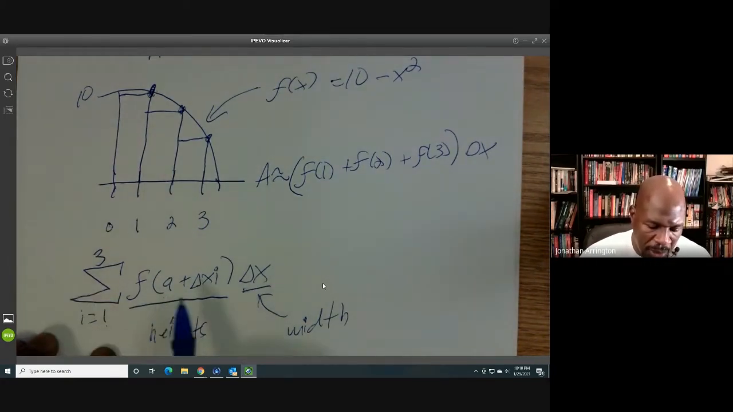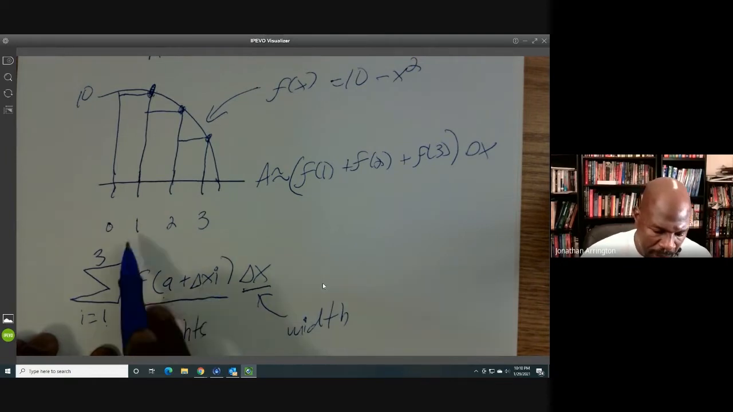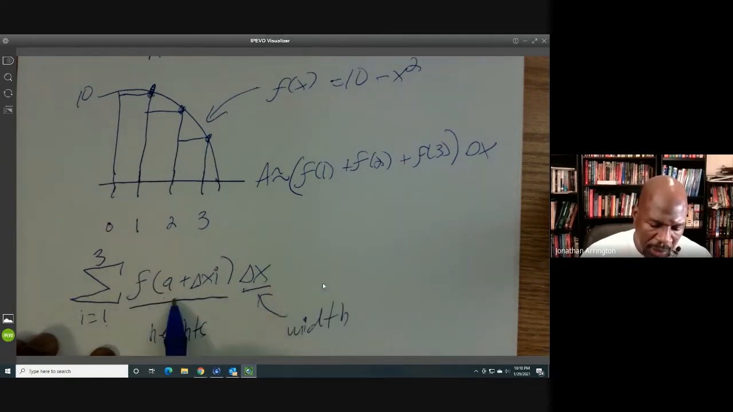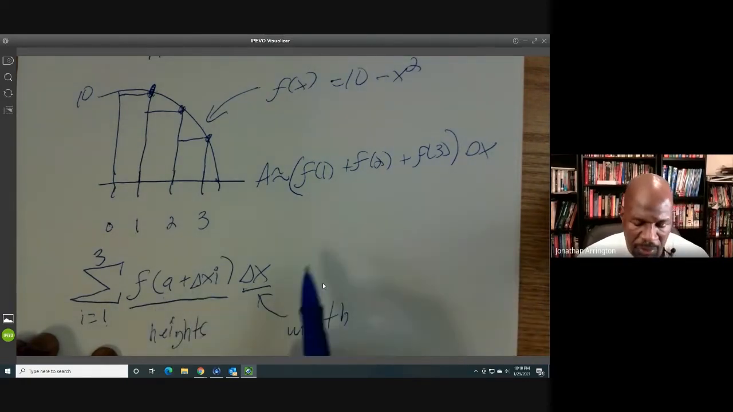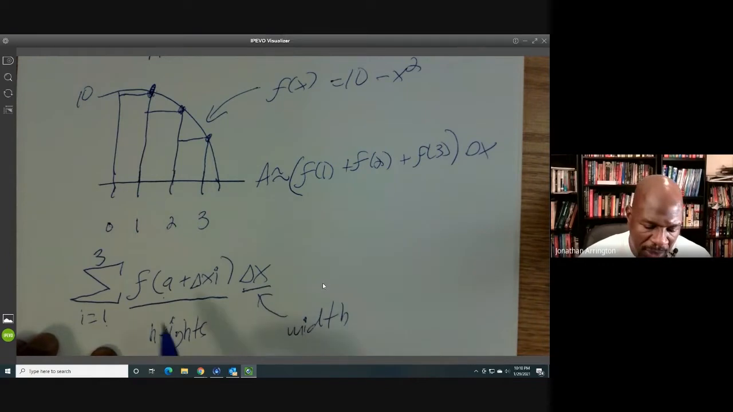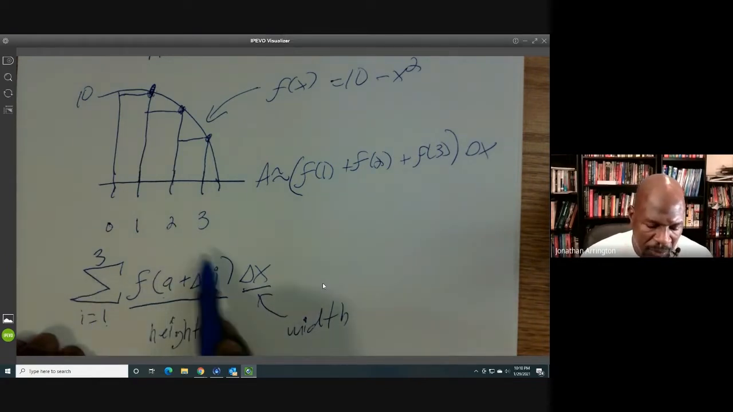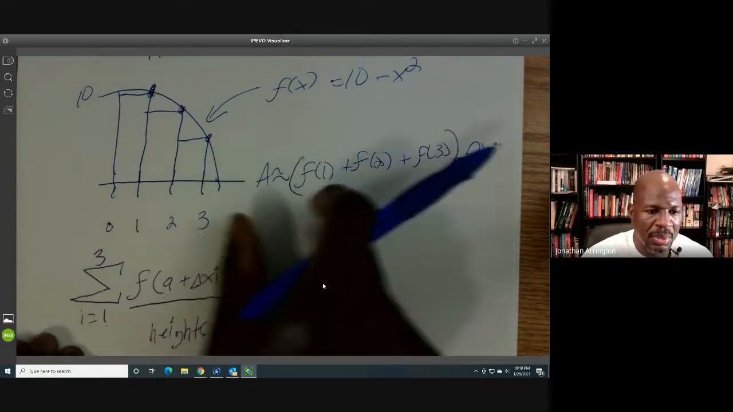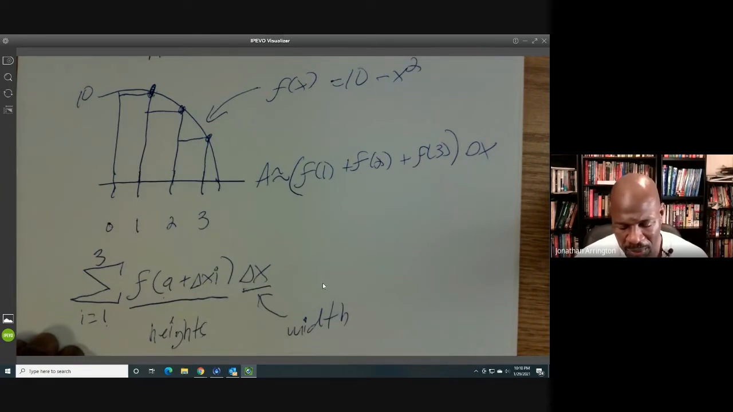So you have 0 plus 1 times 1, which gives me 1, f of 1. Then 0 plus 1 times 2, which gives me f of 2. Then 0 plus 1 times 3 gives me f of 3. And so that's how we had that. So this is a way of writing the process we did in sigma notation.